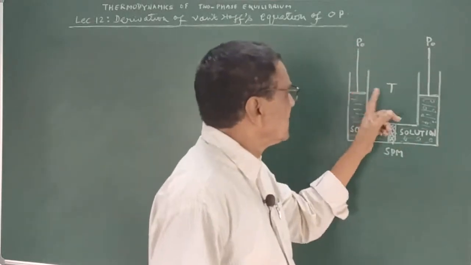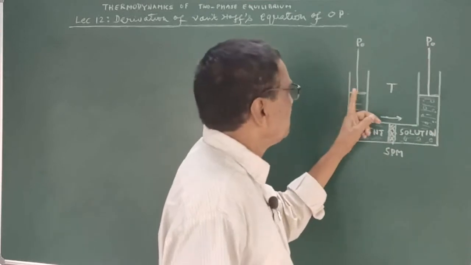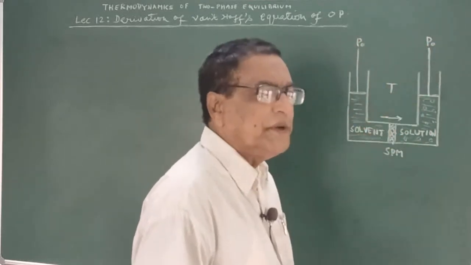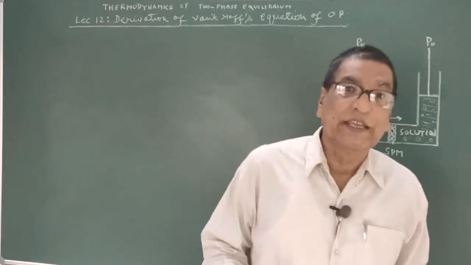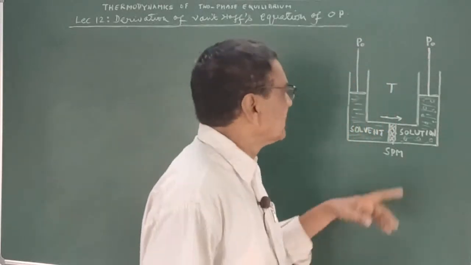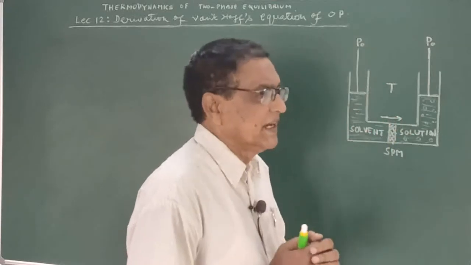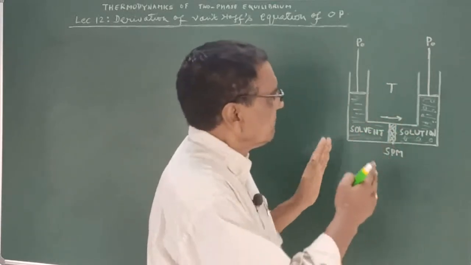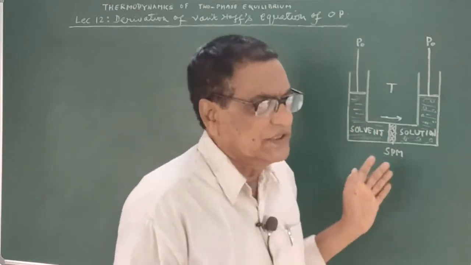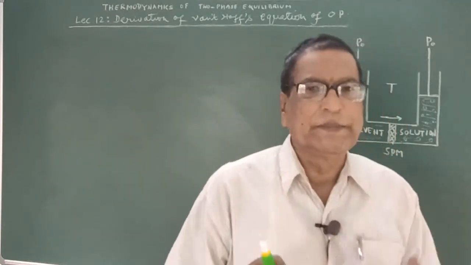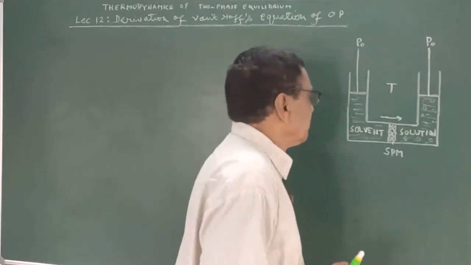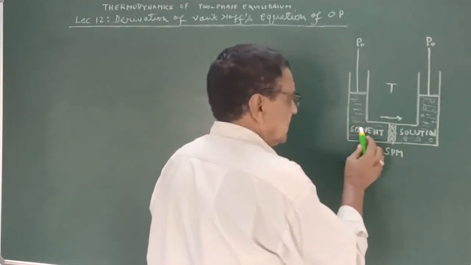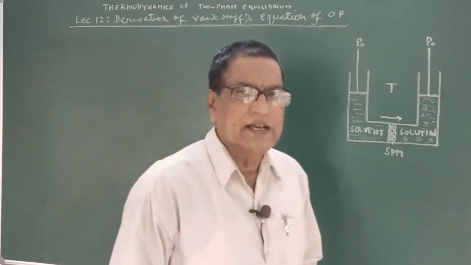Here these are the two pistons, and the pistons are at the same pressure P0. P0 may be taken as atmospheric pressure, and the temperature is T, at which the derivation is considered, or you can say at which this experiment is being done. And this I have shown in my last class.